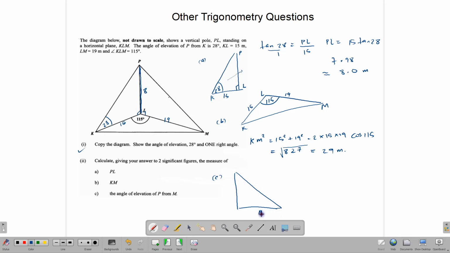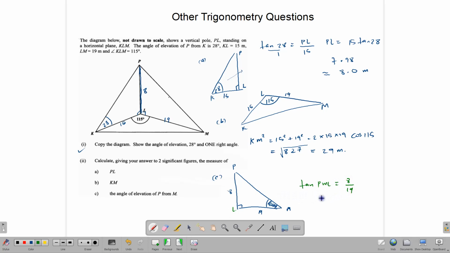So here we have 19. Here we have 8 and our right angle as well. And we want the angle of elevation of P measured from M, which tells us that we need this angle. Because we want that angle, we have 8 and 19 again, which are tangent. So we can say the tangent of the angle PML is equal to 8 over 19.